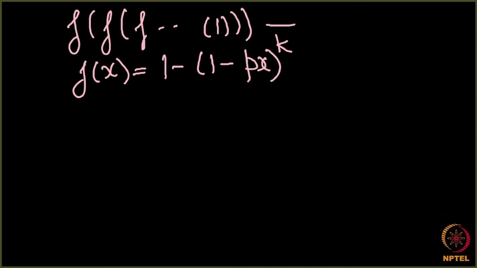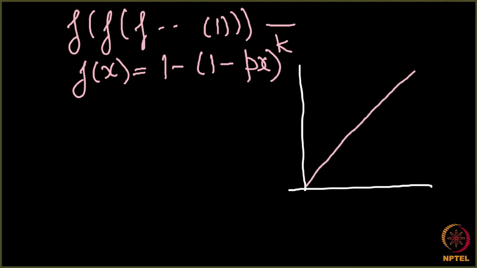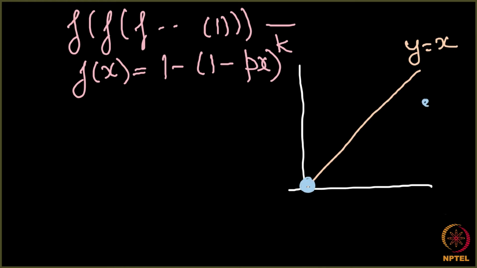So I'll just roughly make it here. If these are our axes, let's say this is a line y equals x. We saw that the first point of this function was at the origin, and the second point was something less than 1. And the slope of this function at the origin is nothing but the basic reproductive number R0.